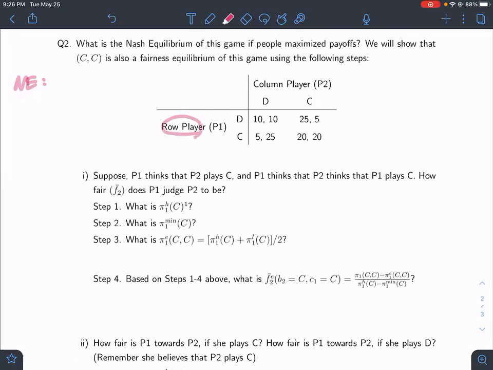If I'm a row player, let me call the row player P1 and the column player P2. Then we can pick P1's best responses to P2's actions. Suppose that P2 has chosen D, then I'm choosing between 10 and 5. Obviously 10 gives the higher payoff. So my best response should be this one. Let me tick here. If the column player chooses C, then what is my best response? It is also choosing D because 25 is larger than 20. Any questions so far?